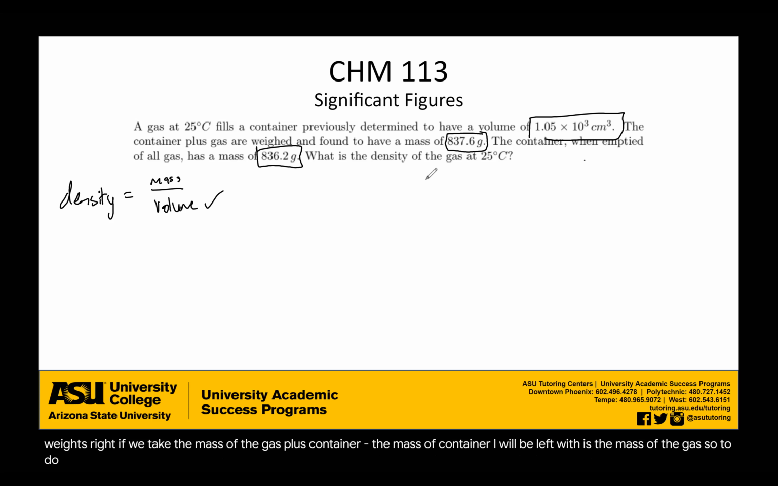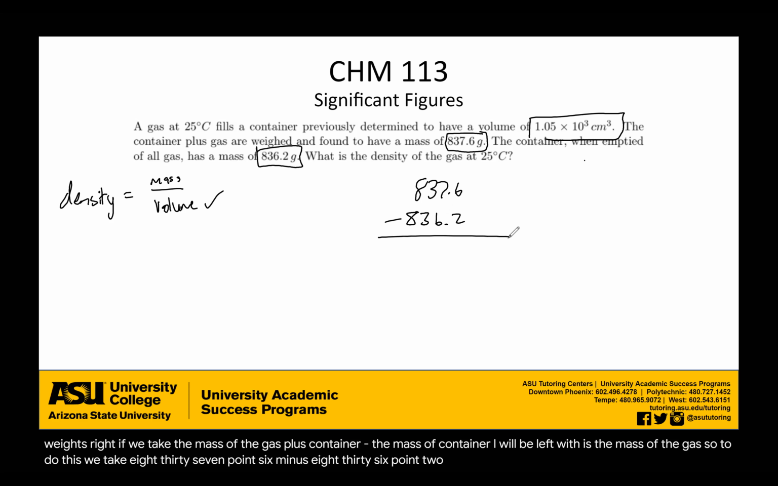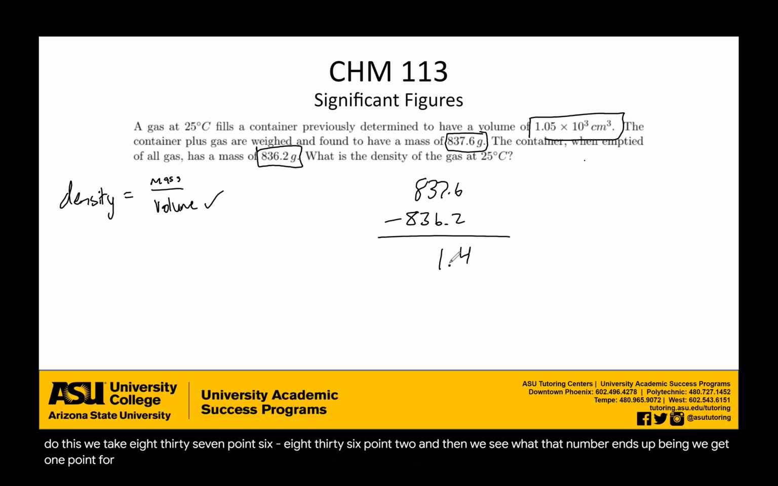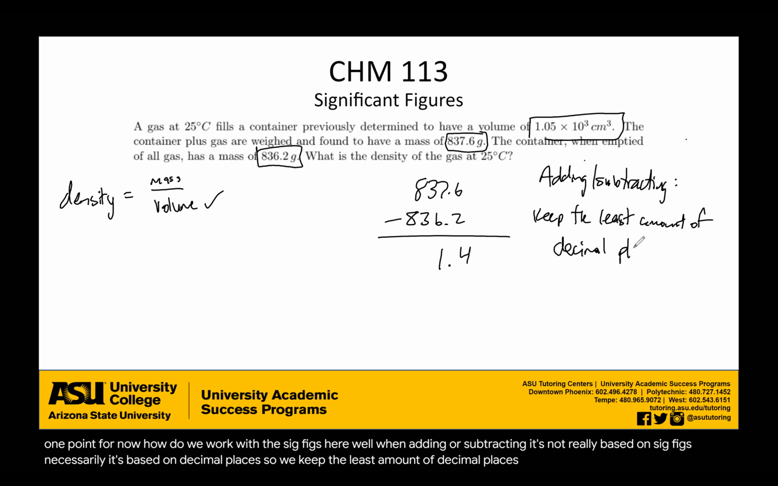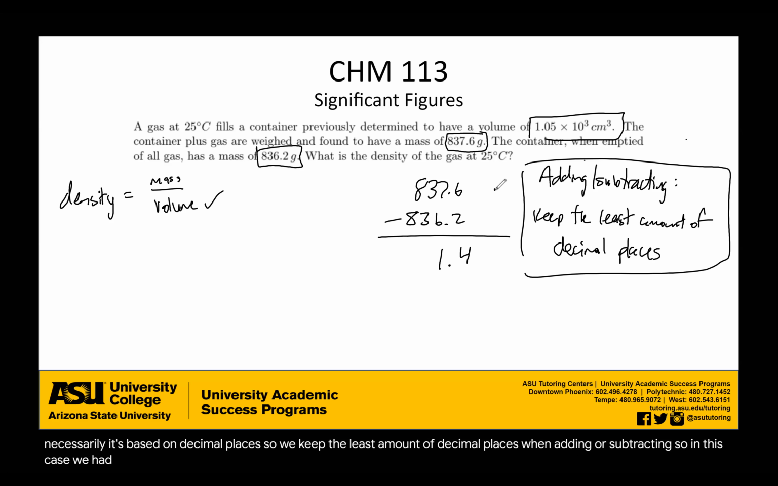So to do this, we take 837.6 minus 836.2, and then we see what that number ends up being. We get 1.4. Now, how do we work with the sig figs here? Well, when adding or subtracting, it's not really based on sig figs necessarily, it's based on decimal places. So we keep the least amount of decimal places when adding or subtracting.